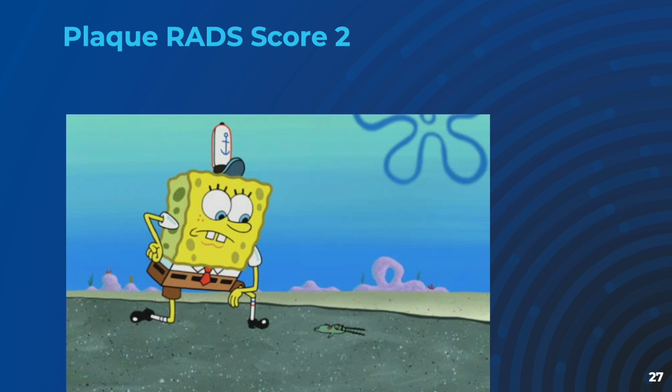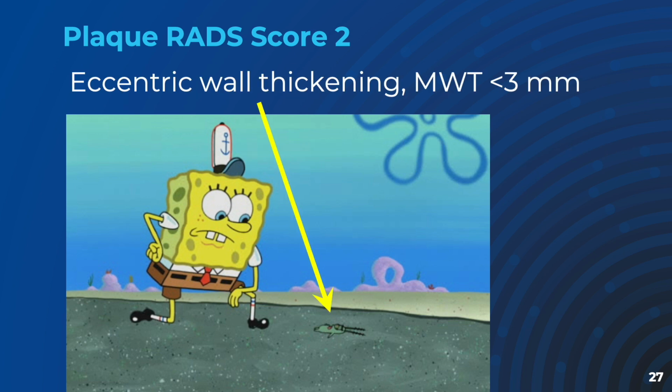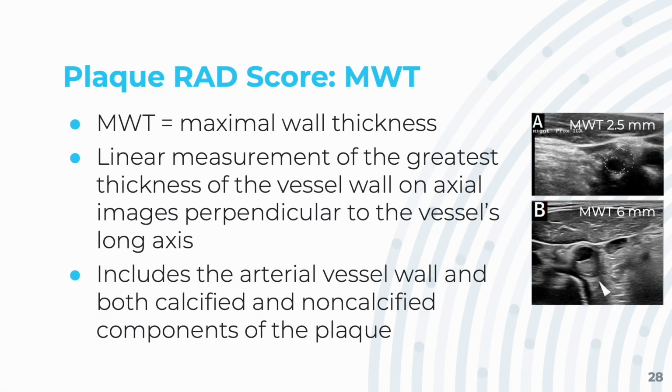What does a Plaque RADS score of 2 mean? Well, it means that there's wall thickening. And in SpongeBob's world, there's something on the ocean floor. For the carotid vessel, it means that the wall thickening is less than 3 millimeters. And how do we determine maximal wall thickness, or MWT? Well, it's a linear measurement of the greatest thickness of the vessel wall on axial imaging. So it's perpendicular to the vessel's long axis. And the wall thickening should include the arterial vessel wall, as well as both calcified and non-calcified components of the plaque.